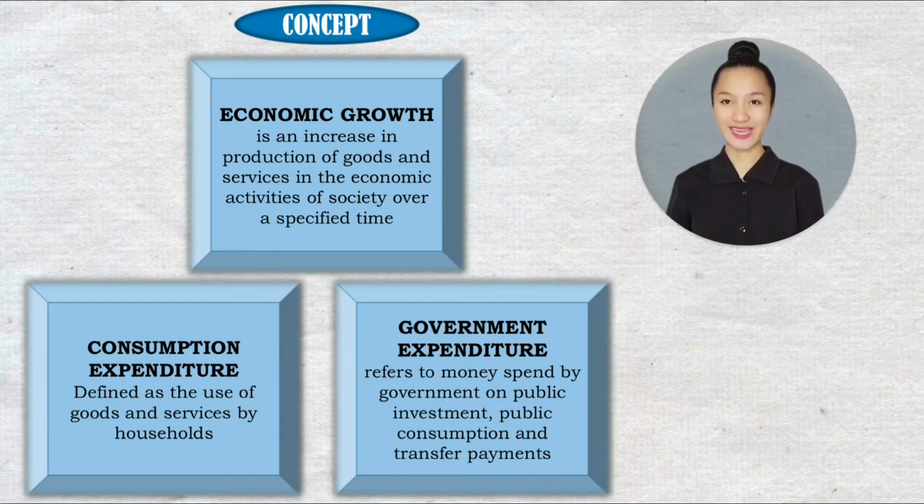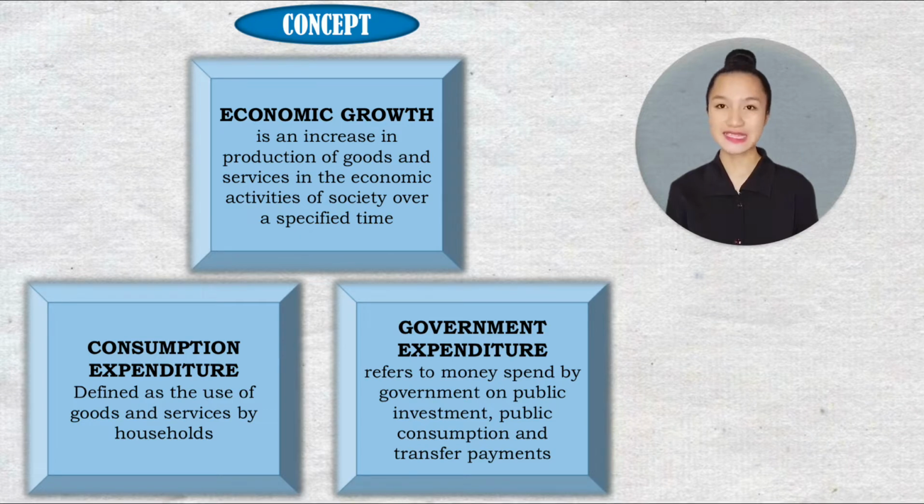Hello, my name is Petronila Iyad and I'm going to present the concept of economic growth, consumption expenditure, and government expenditure. Economic growth is an increase in production of goods and services in the economic activities of society over a specified time. It also refers to an increase in total real national income. Economists use the term production potential or GDP potential to describe the level of maximum sustained economic activity. This is because GDP is used to measure economic growth, as it is an indicator of the economy.